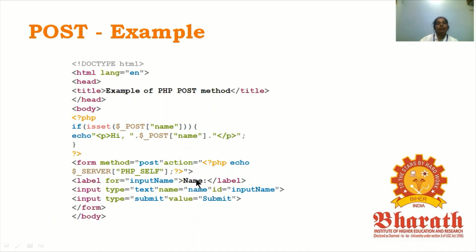Whatever name you typed, it displays, right? On this same page only it displays. See here the variable dollar _SERVER, and within square brackets PHP_SELF is given, which means the page itself will display the answer, right?